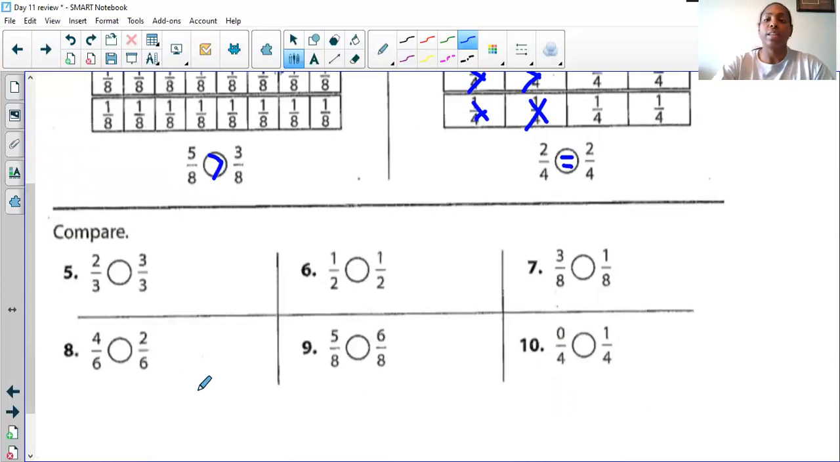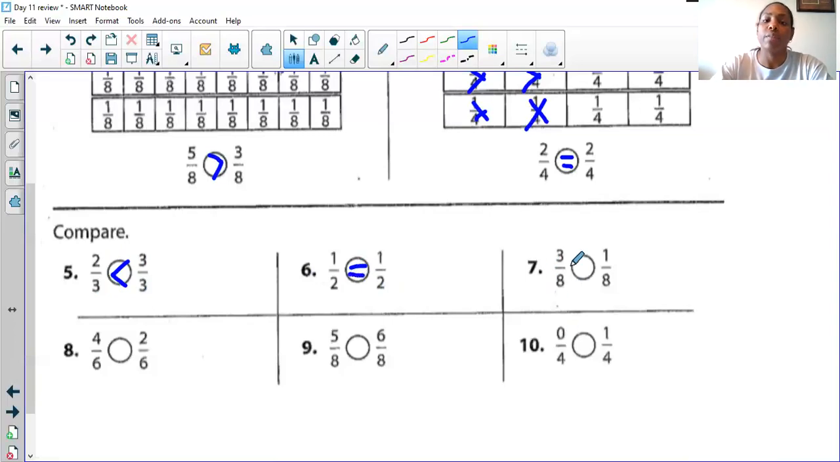Let's take a look at number 5. Now, let's forget that we have the denominators, and let's go ahead and look at the numerators. So we're going to compare the numerators to figure out the answer. So for number 5, which fraction would be greater, 2/3 or 3/3? So which number is greater, 2 or 3? Since 3 is greater, we're going to go ahead and eat 3. So 3/3 is greater than 2/3. Number 6, same thing. We have 1/2 and 1/2. Obviously, that should be easy. 1/2 is equal to 1/2.